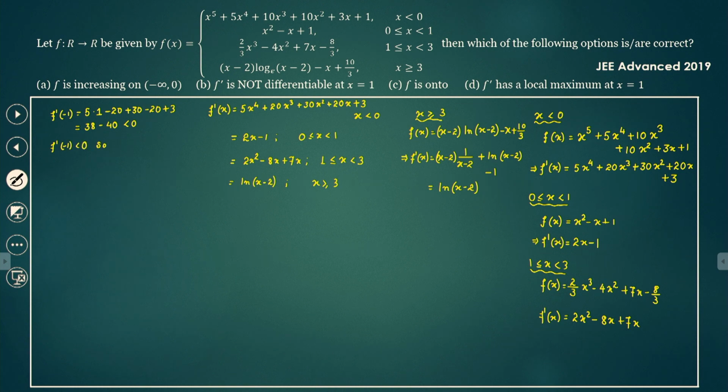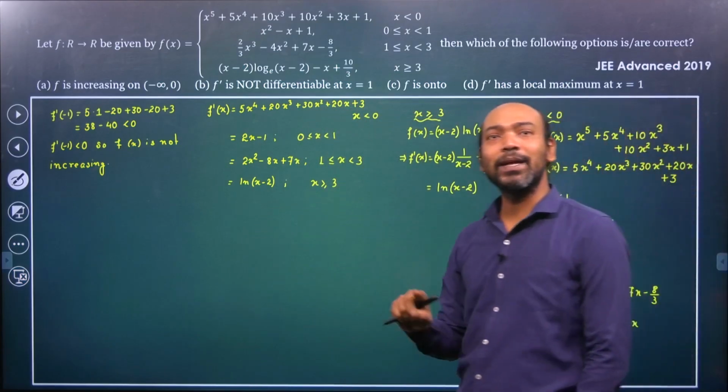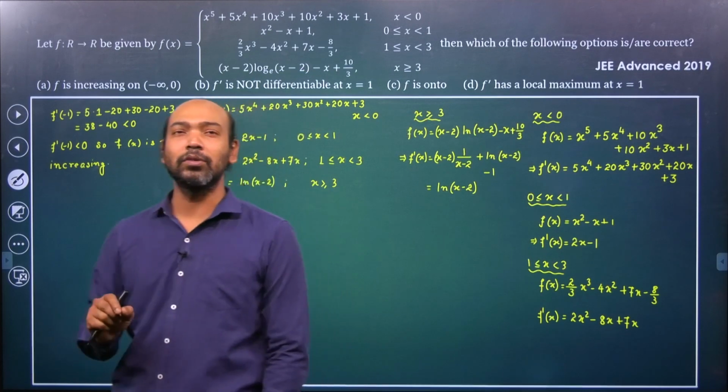So f is not increasing, because for an increasing function f dash x must be greater than 0. So here we find that it's not increasing. Therefore option A is not the correct option. We only check that. Now it also says that f dash is not differentiable at x equal to 1.